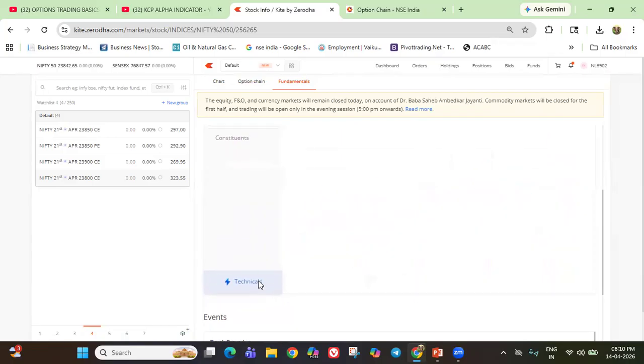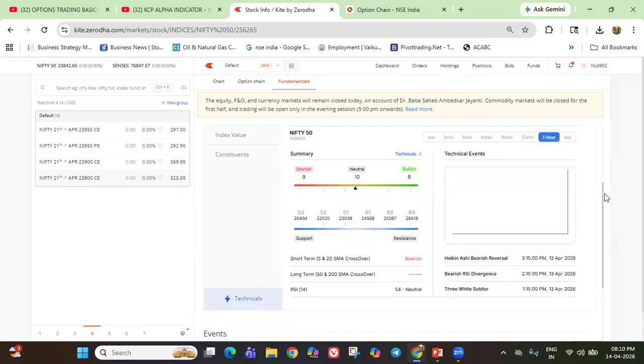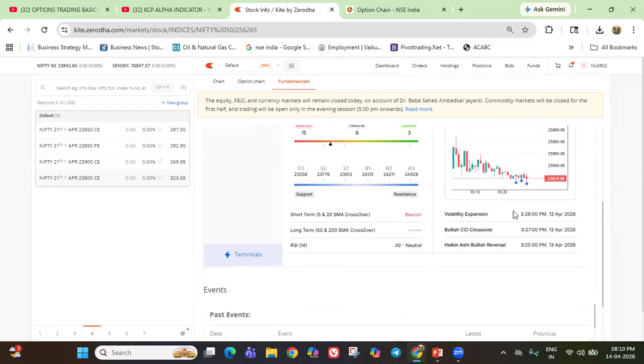We just change into technical. Once you change into technical, you see how the chart is visible. By default, it is giving 1 hour. If you want to do scalping for 1 minute, here you can see the basic ideology is the cross between 5 MA and 20 MA.